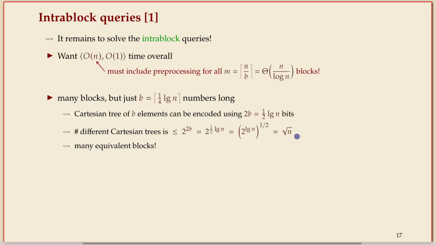That's not that big. So we have a lot of different blocks, n divided by log n, that's almost n. But they come from just square root n different types. So almost all are kind of duplicates. They look exactly the same through the arrangement query classes. And so we can try to encode them in a more efficient way.